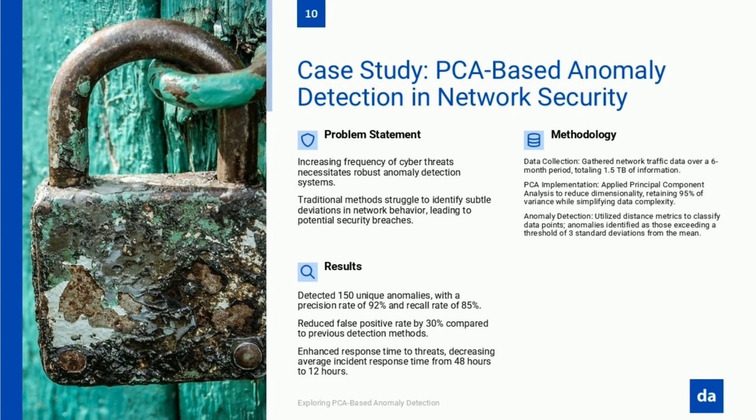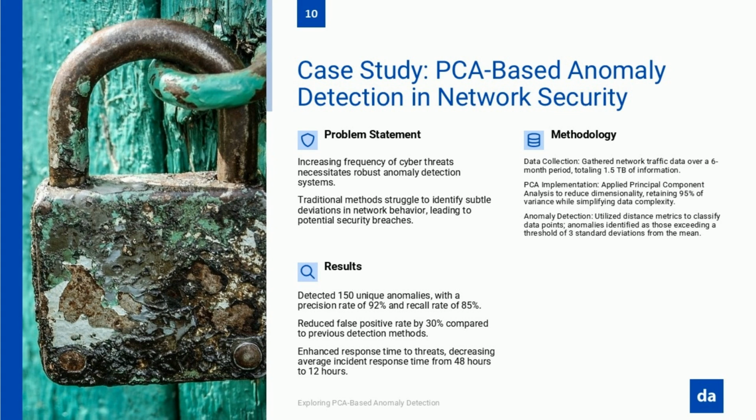The impact of this approach was significant. The PCA-based model achieved a precision rate of 92% and a recall rate of 85%, meaning it successfully detected most real threats while minimizing false positives. Additionally, the average response time to security incidents was reduced from 48 hours to just 12 hours, allowing IT teams to act faster and mitigate risks before major damage occurred.